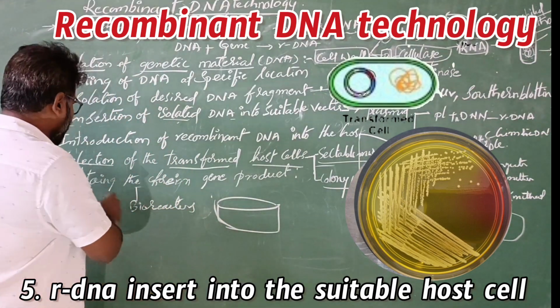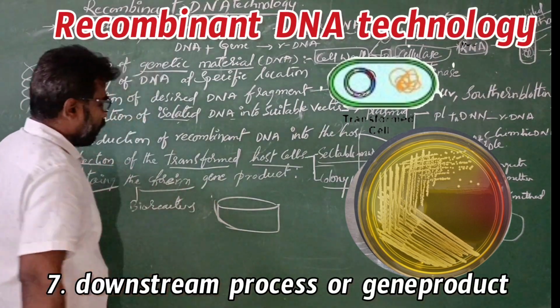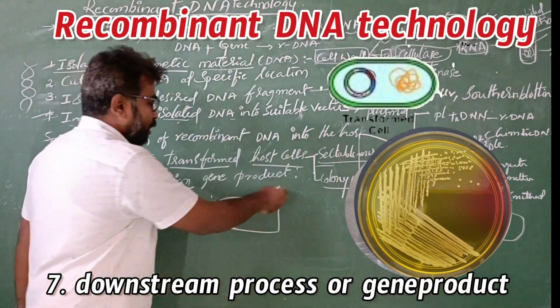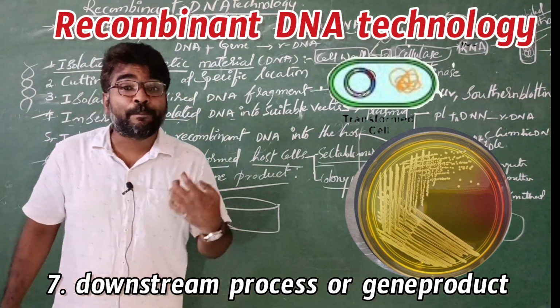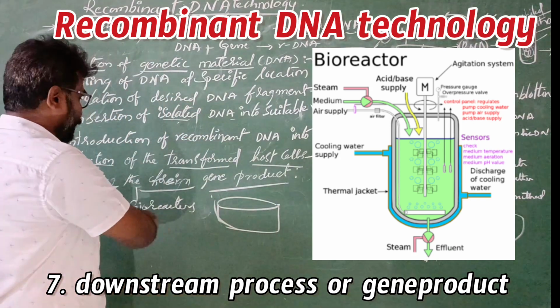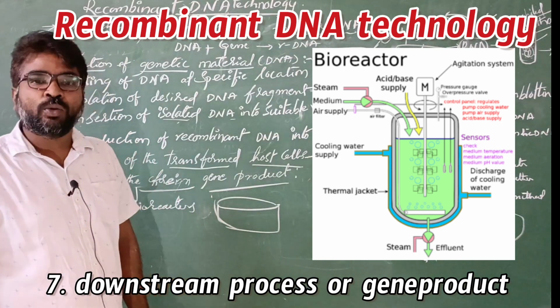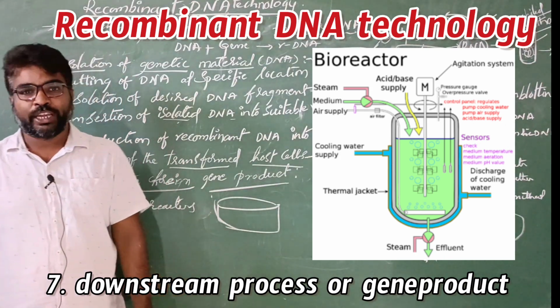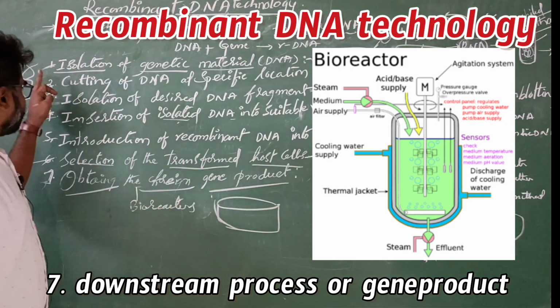Further, the seventh step is obtaining the foreign gene product. Which product do we expect? The product we get by bioreactors. We call it obtaining the gene product, or we can also call it the downstream process. Okay. These are the 7 steps. Very, very easy.